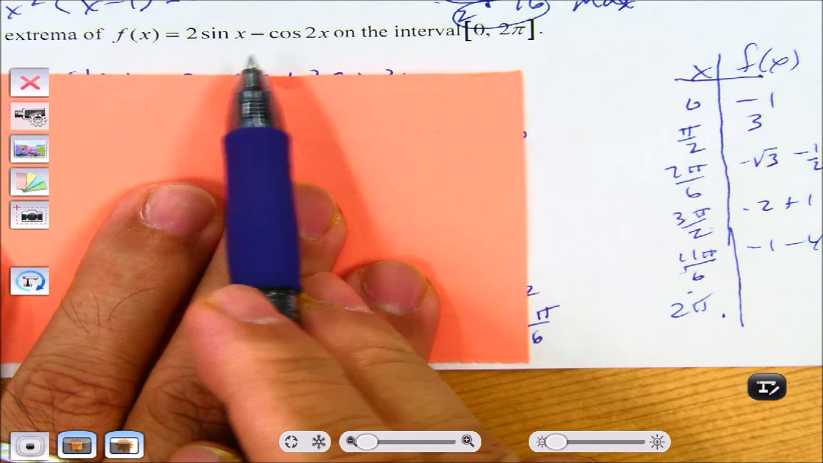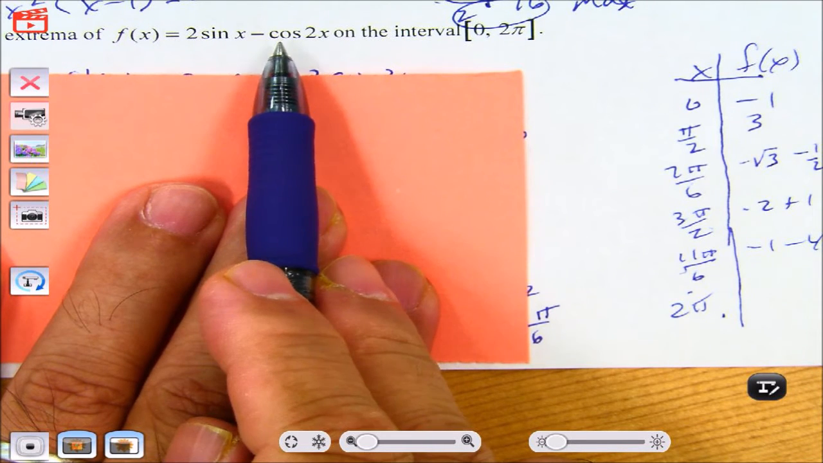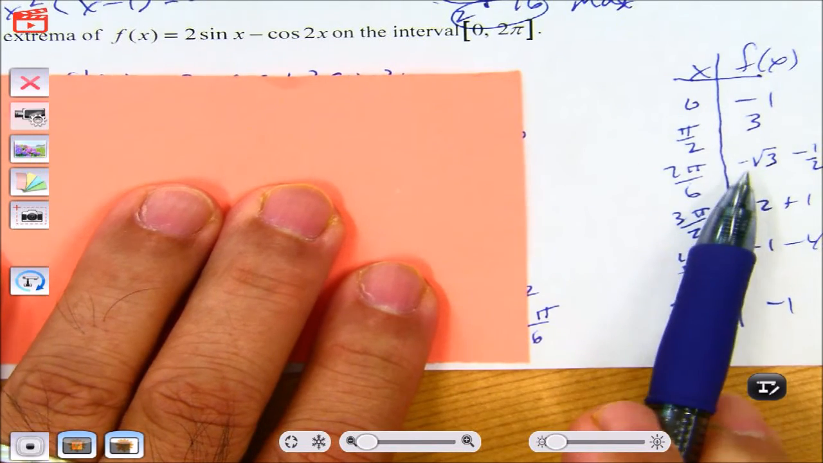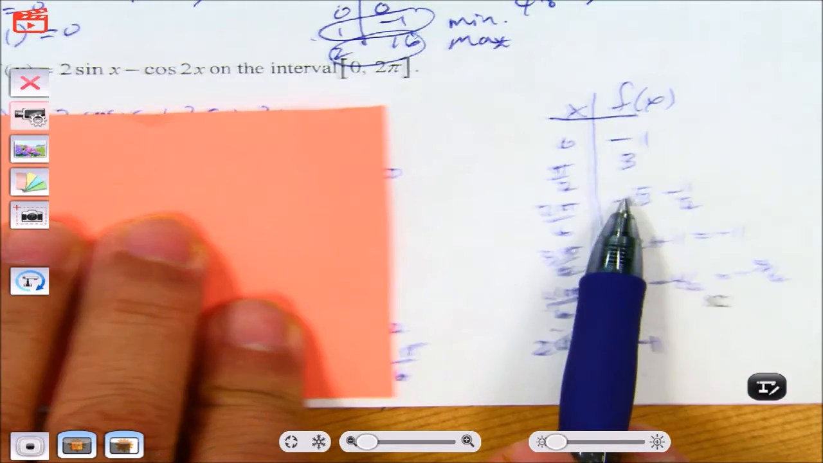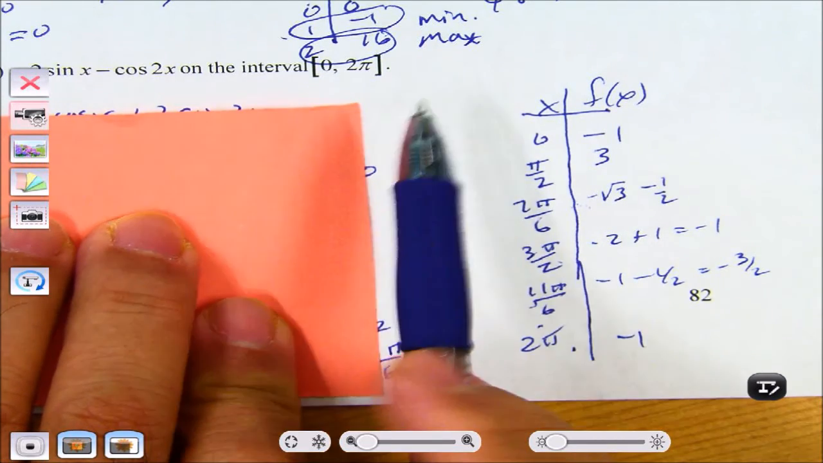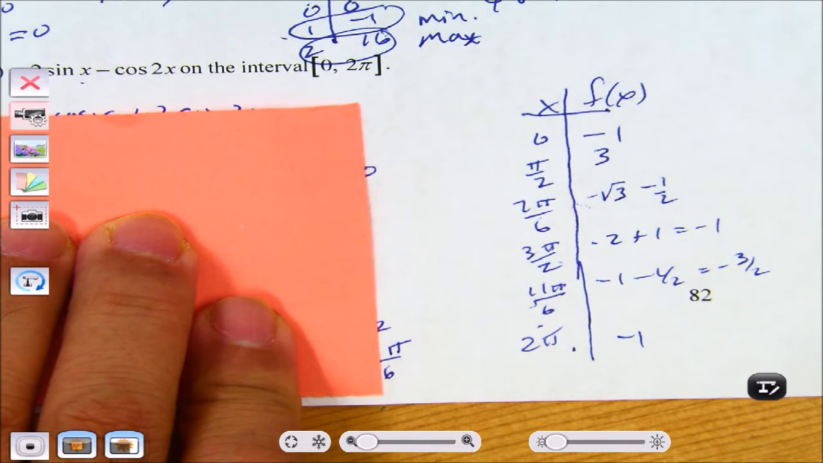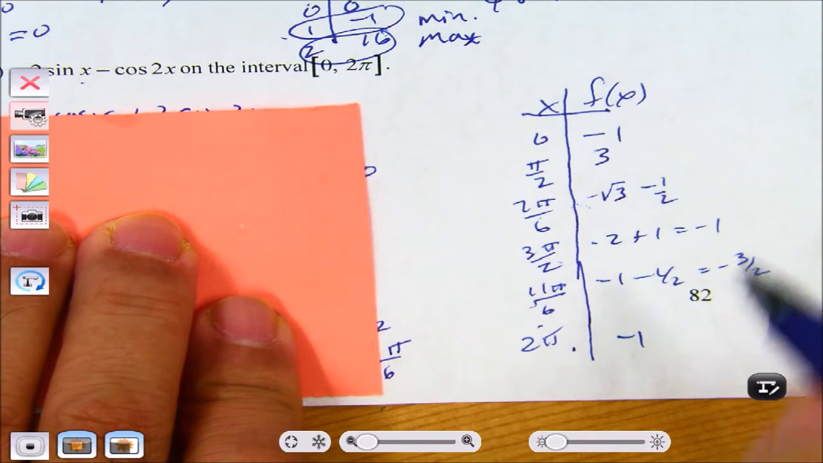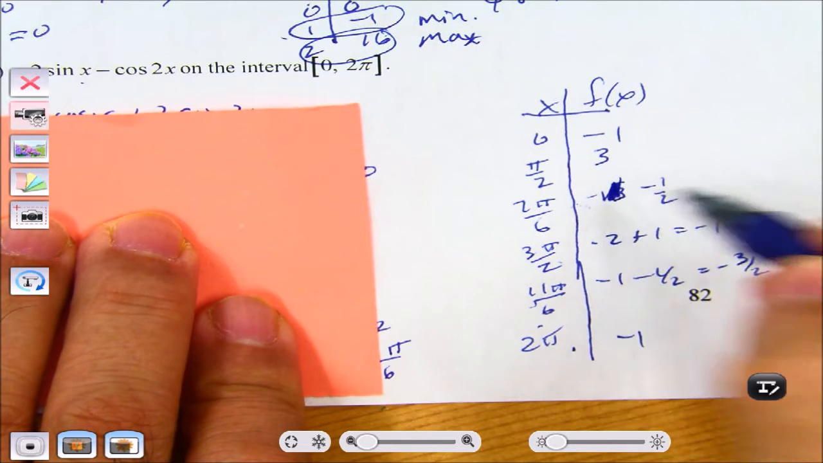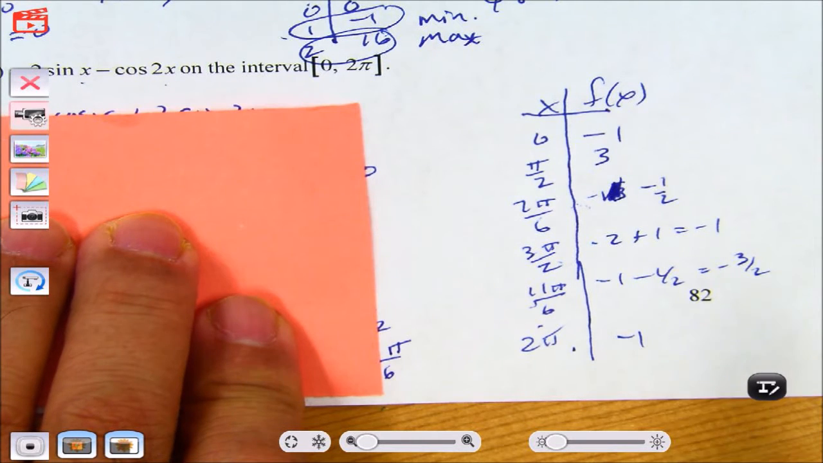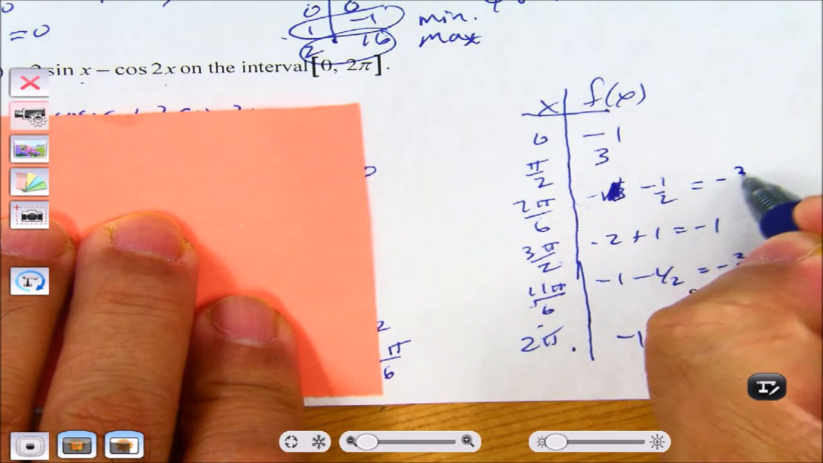Plug in 2 pi, and I get 0 minus 1, so it's negative 1. Let's double check this one. I think 7 pi over 6 is wrong. Plug in 7 pi over 6. Sine of 7 pi over 6 is here, so that's negative 1 half. So that's negative 1. So it's not root 3, it's negative 1. And plug in 7 pi over 6 there, and it's 7 pi over 3. It's in the first quadrant, so it's positive 1 half, but it's minus half. So there you go, negative 2 halves.